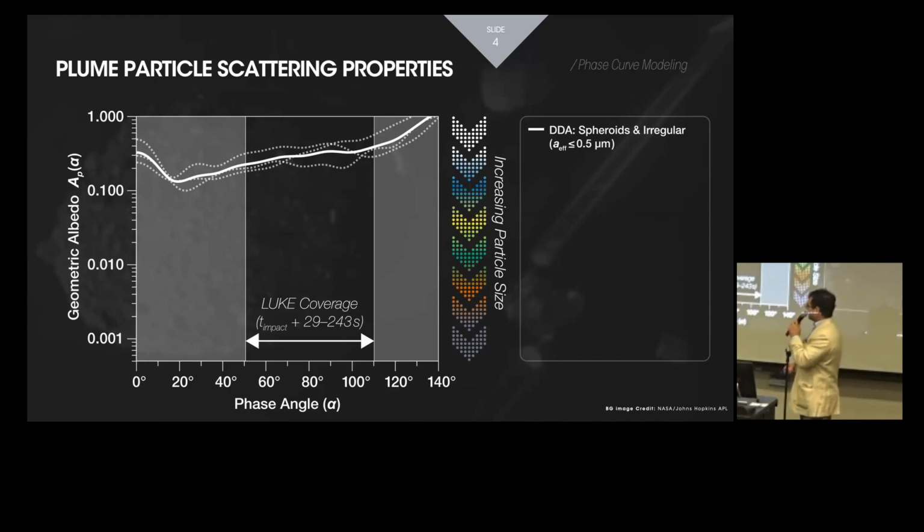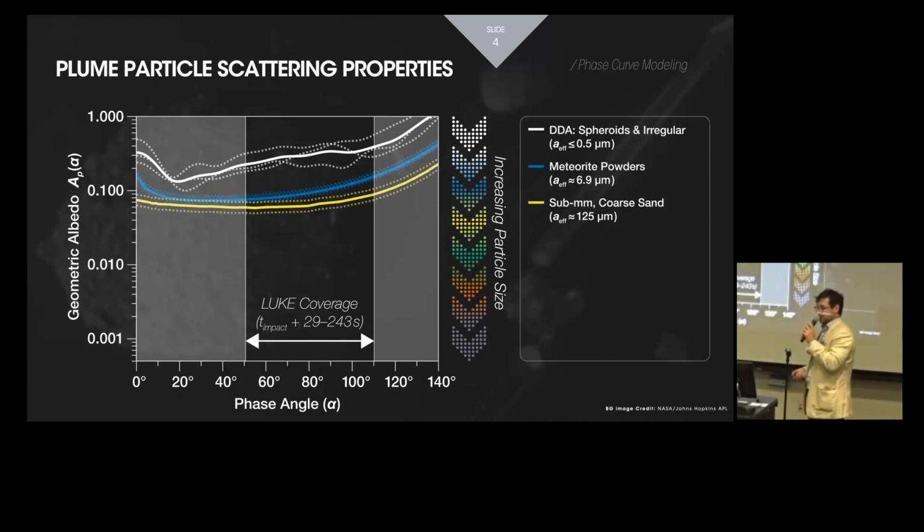We compiled a family of phase analogs for particles from the very small to the very large. We start here with our very small particles in the submicron regime that we created with discrete dipole approximation models, for irregular and spheroid shaped grains. You can see that they slope upwards, getting brighter with phase angle.